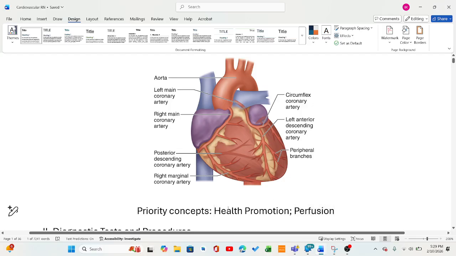Health promotion questions will be like teaching the patient about how to prevent heart diseases. We'll talk about that as well. So the main thing I want you to understand is that these blood vessels, coronary arteries, carry oxygenated blood to the heart itself. And if we have any problems in any of the coronary arteries, then we say that we have coronary artery disease. One of them is the building up of cholesterol, which is called atherosclerosis.